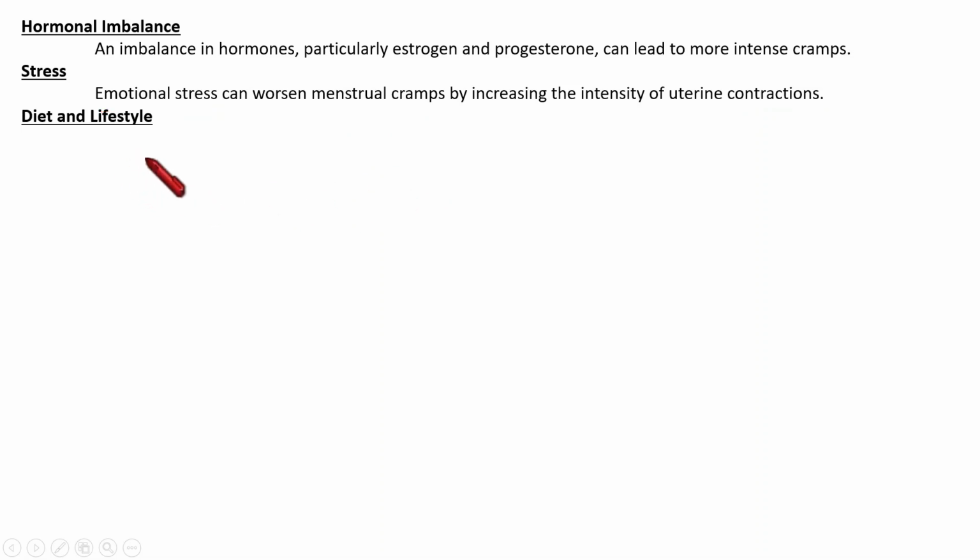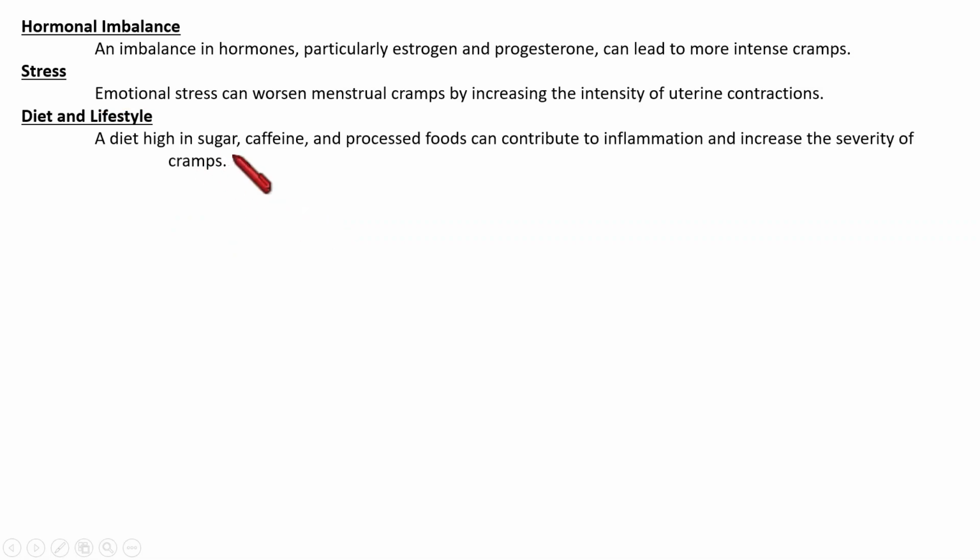Then diet also has some role in bringing about menstrual cramps. If we take too much sugar, a diet rich in sugar, caffeine, and processed food, that can contribute to inflammation, and it will intensify the cramps. So food also has some role. Lack of exercise and poor sleep are another reason. They also can further intensify the symptoms.